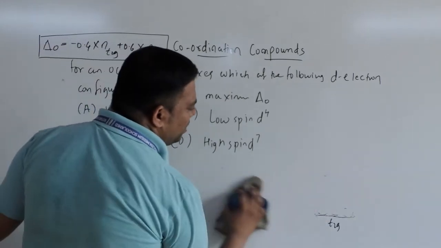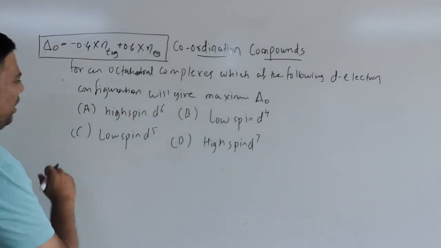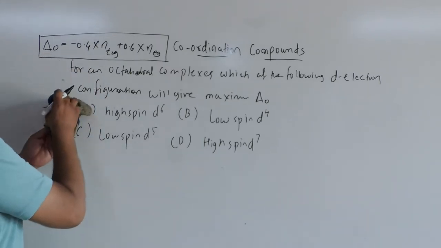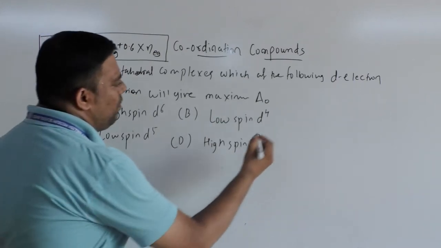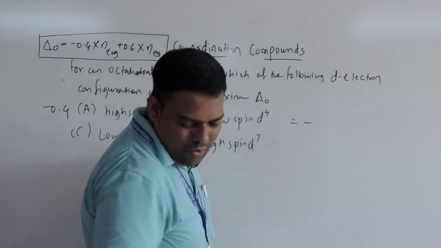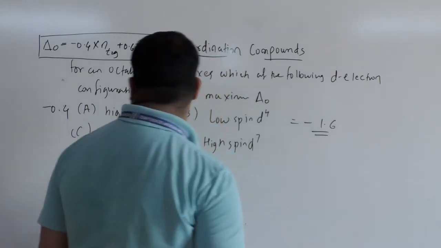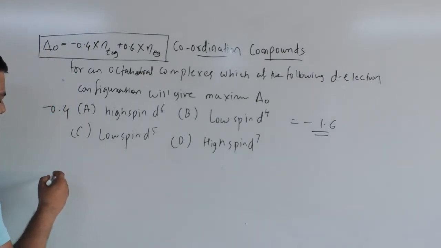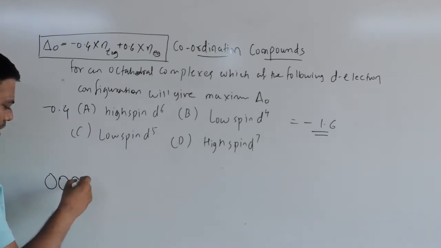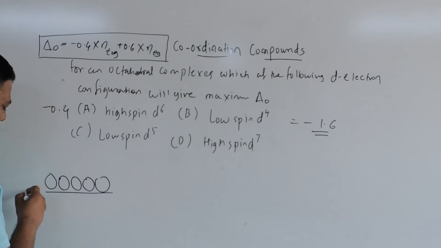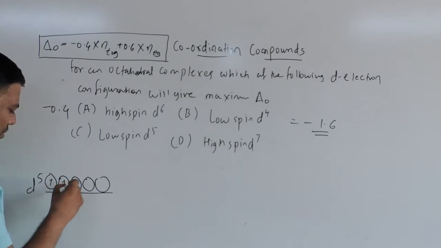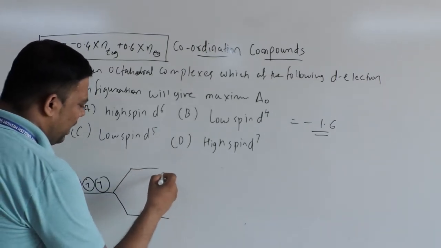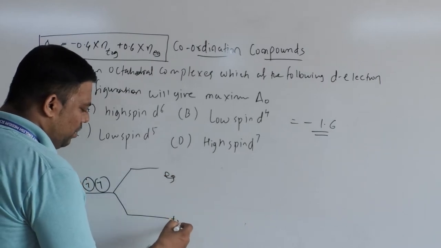-0.4 and -1.6, we got values for option A and option B. Now we will check for option C. As like this: 1, 2, 3, 4, 5. So see here, d5 is there. 1, 2 indirect electrons, 5, 4, 5. Yes, it is the octahedral complex. So upper side your EG, downside your T2G.